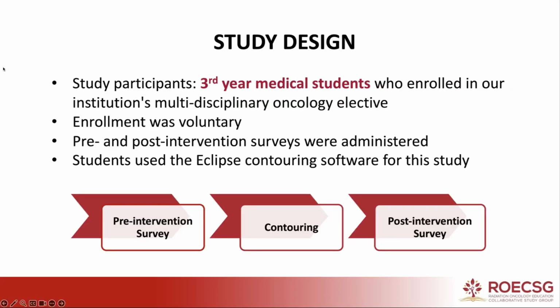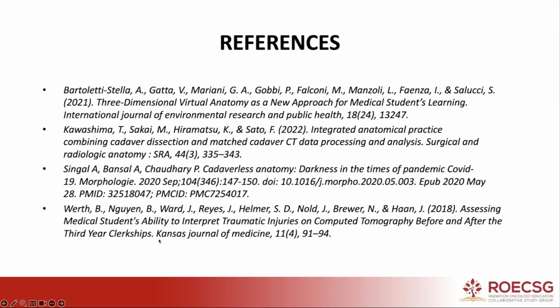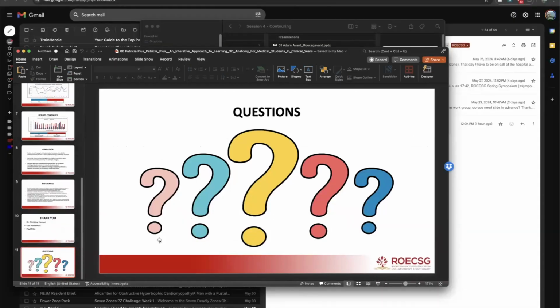The design of our study was overall fairly simple. At the University of Oklahoma, we offer a multidisciplinary oncology elective that allows third-year students to rotate through the different subspecialties within oncology.